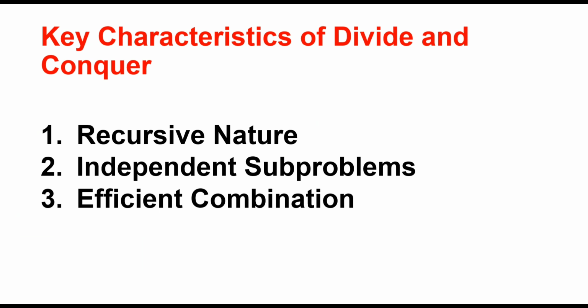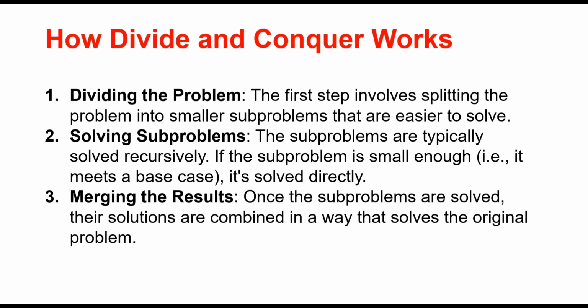The first step is to divide the problem. Dividing the problem: the first step involves splitting the problem into smaller subproblems that are easier to solve. For example, we have eight numbers. We need to divide them into four and four, one list of four and another list of four. This is dividing the problem.